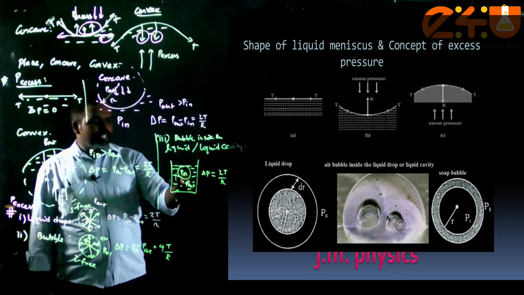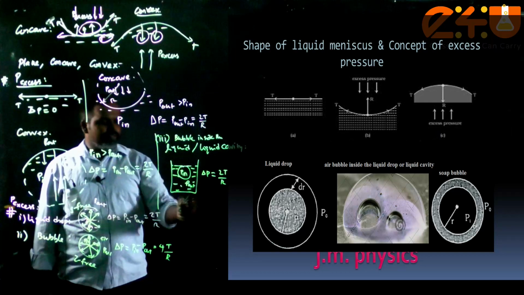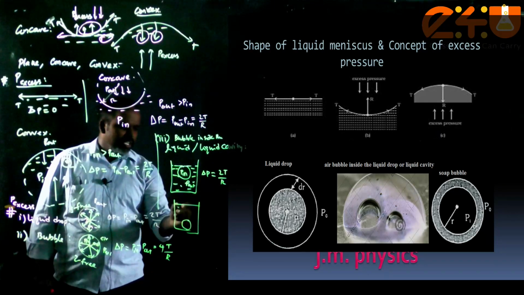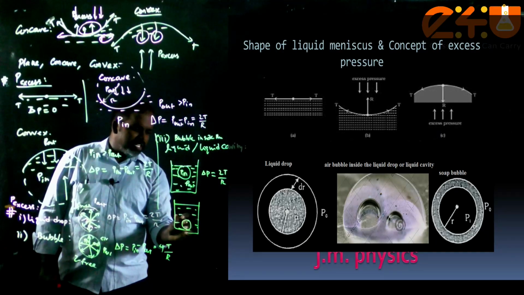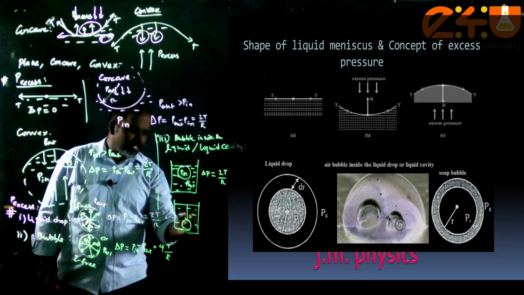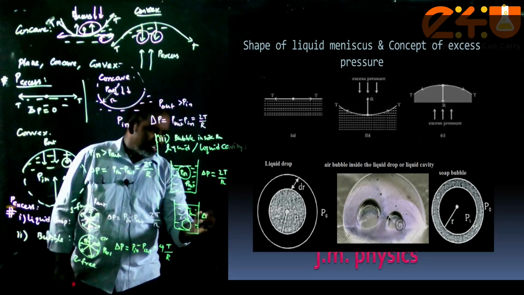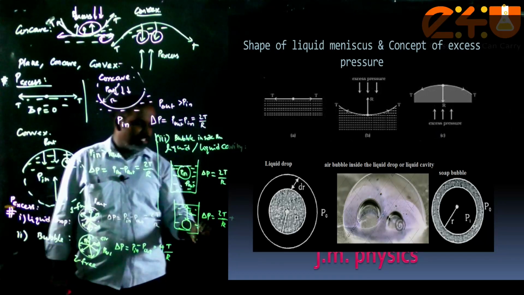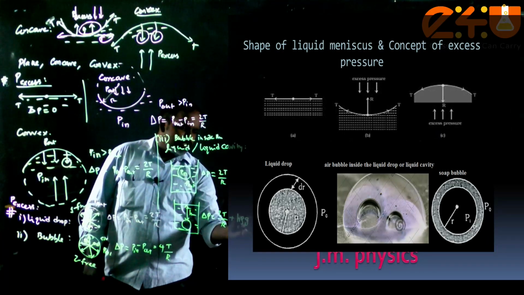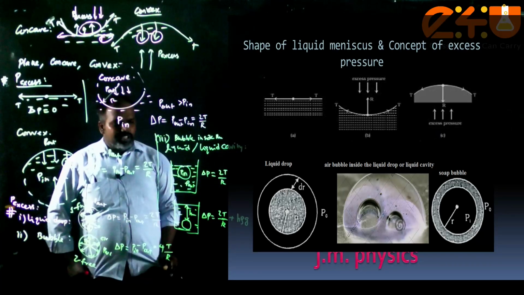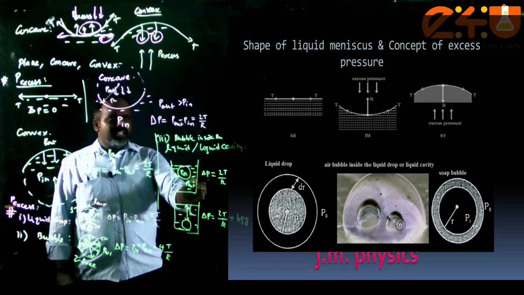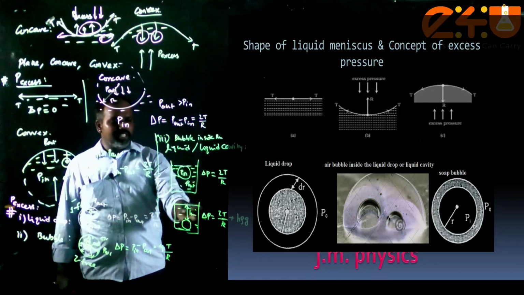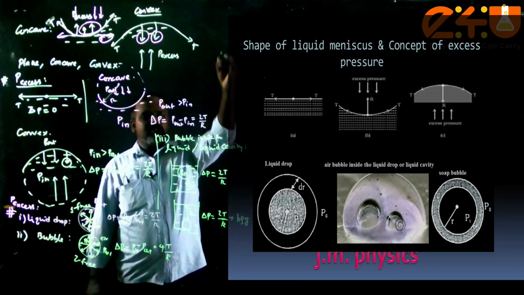Suppose the same bubble is at some depth from the free surface of the liquid. This is the free surface, and the bubble or cavity is here. In this case, there is additional pressure apart from the excess pressure, due to the liquid column of height h. Therefore delta P in this case is 2T by R along with the pressure due to the liquid column of height h, that is h rho g. We have already discussed these things. So that is the excess pressure in a liquid drop, bubble and liquid cavity. Then the fourth one is there.